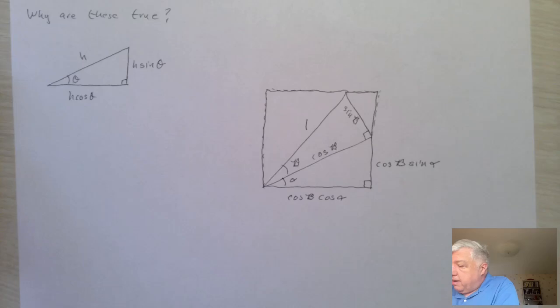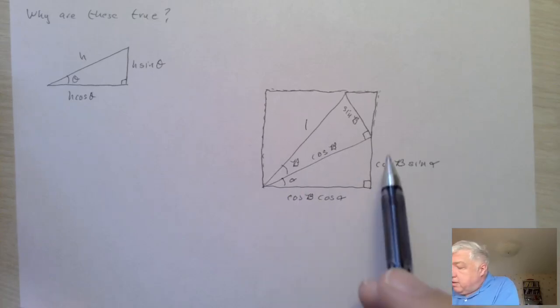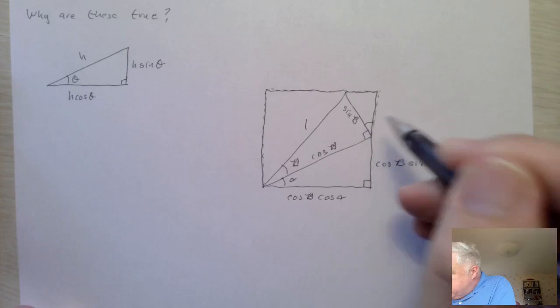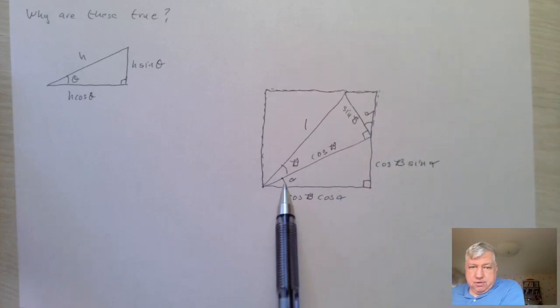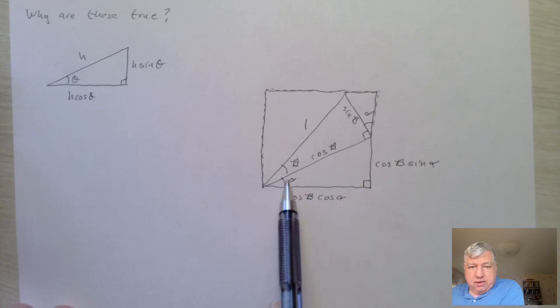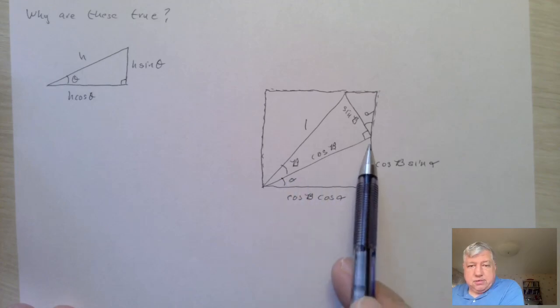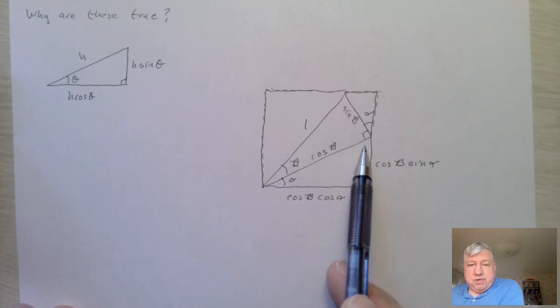Now, a couple other things is that this angle has to be alpha. And the reason for that is we know that this angle and this angle, alpha plus 90 degrees, plus whatever this angle is, has to equal 180.